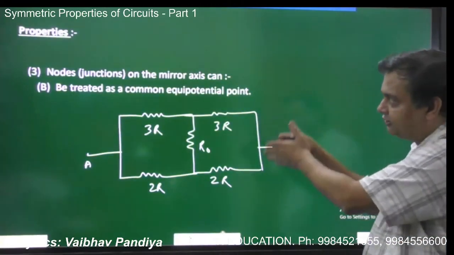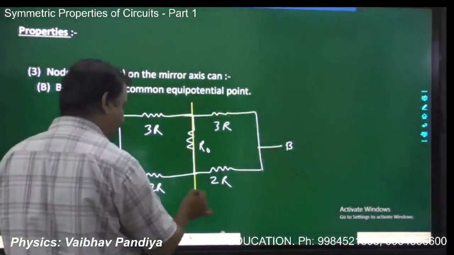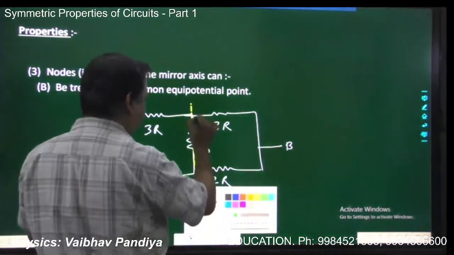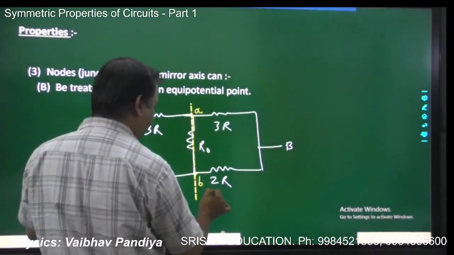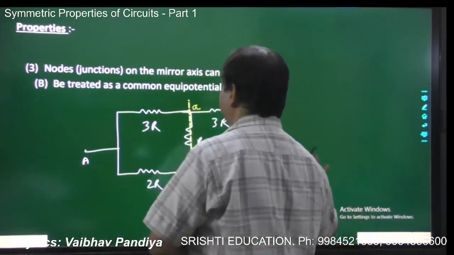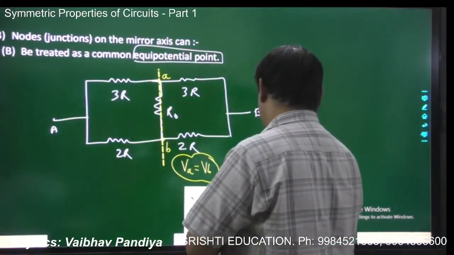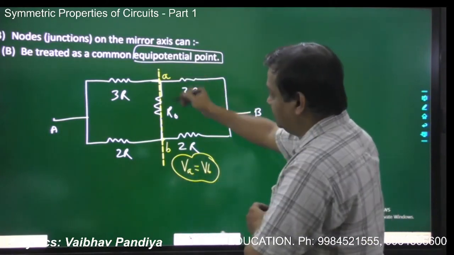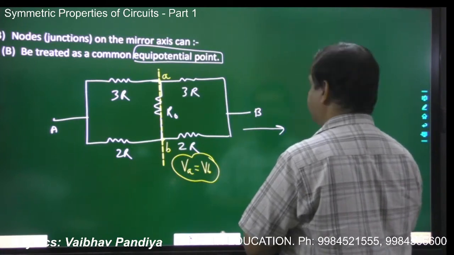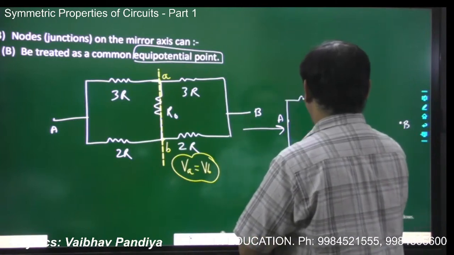If there are different nodes or junctions on the mirror axis, since they have the same potential, this we have explored. Like in this case, we have seen so many times, this is the mirror axis, and this is point A, and this is point B. So already we have seen VA is equal to VB. Points on the mirror axis have the same potential. They are equipotential points. So you can make an equivalent figure treating them as a single point. You can write A comma B, and this is your capital A, and this is your capital B. So you will have a figure like this.